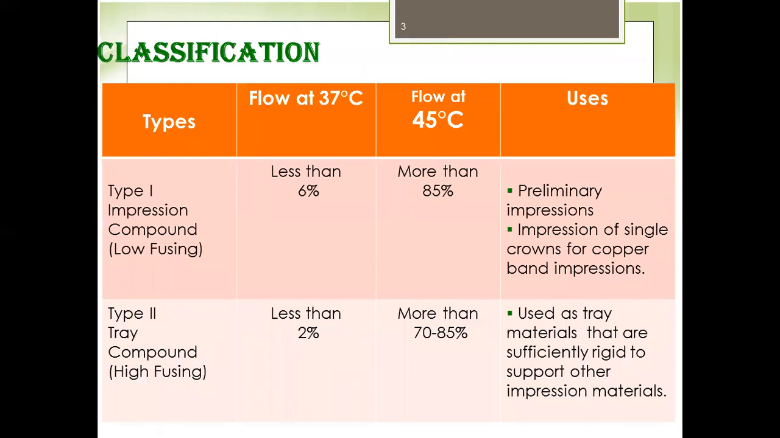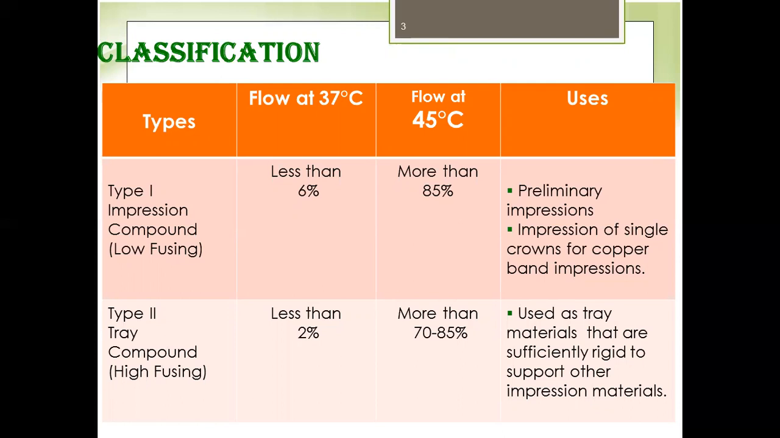Now, impression compound is classified into two types. Type 1 impression compound, also known as a low fusing impression compound, and type 2 impression compound, known as a high fusing impression compound. The flow at 37 degrees centigrade for type 1 impression compound is less than 6%, and for type 2 impression compound is less than 2%. The flow at 45 degrees centigrade for a type 1 impression compound is more than 85%, and for type 2 impression compound more than 70 to 85%.